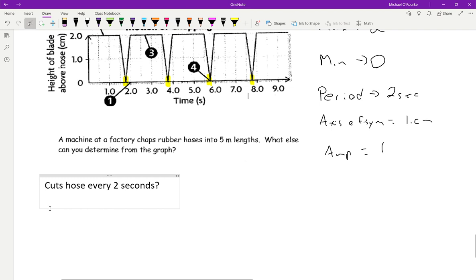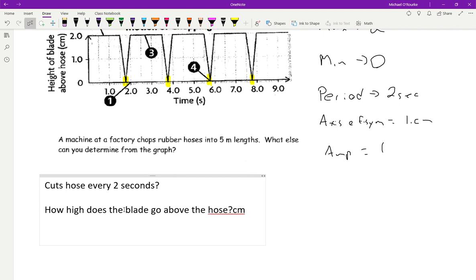Okay, let's answer this question then. How high does the blade go? How high does the blade go above the hose? Good. 2 centimeters.